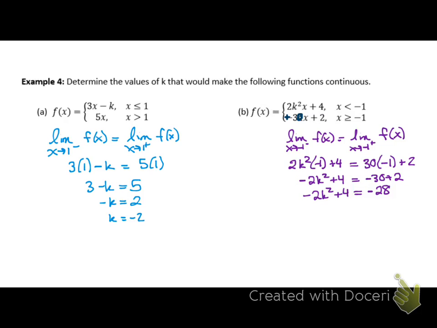All right, so then we subtract 4 from both sides, so negative 2k squared is going to be equal to negative 32. K squared is going to equal, divided by negative 2, we get 16, which means k equals plus or minus 4. And that's the answer.